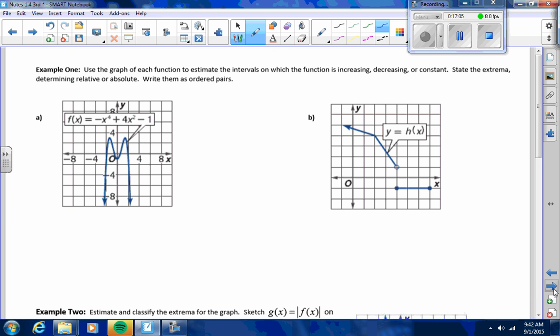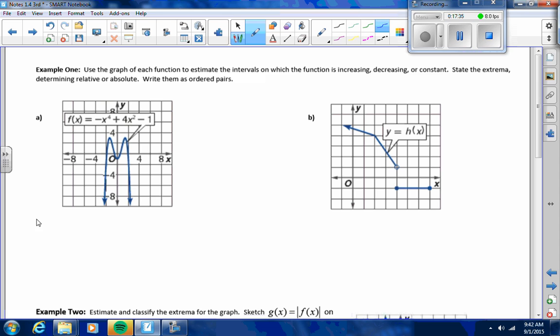Example 1. Use the graph of each function to estimate the intervals on which the function is increasing, decreasing, or constant. State the extrema, determining relative or absolute, and write the extrema as ordered pairs. So the first graph, A, the function is -x⁴ + 4x² - 1.